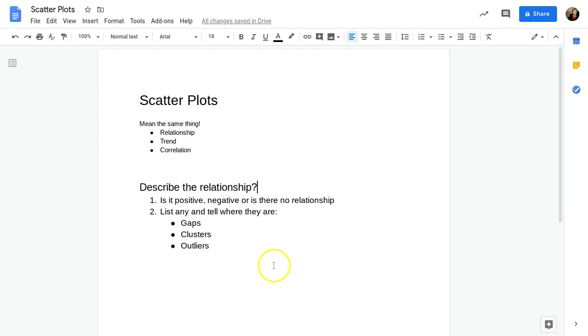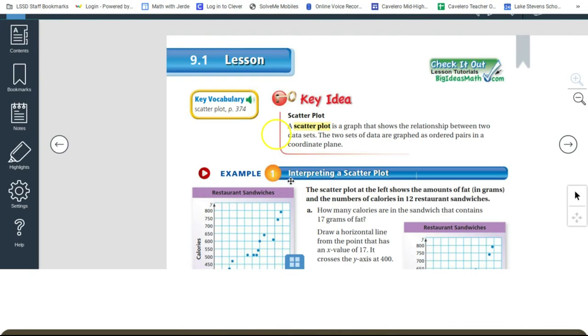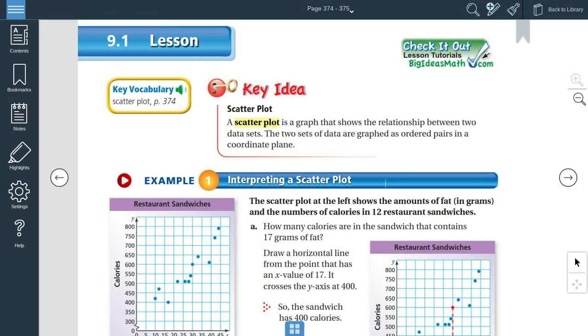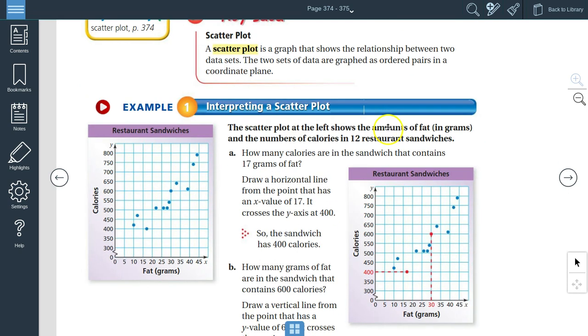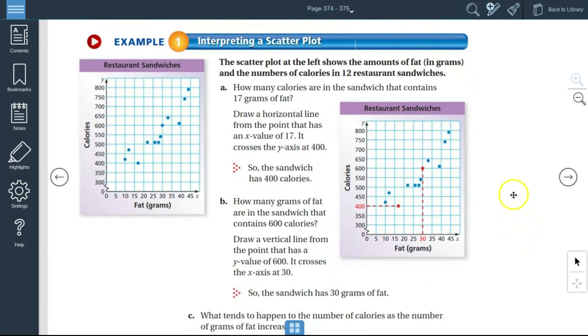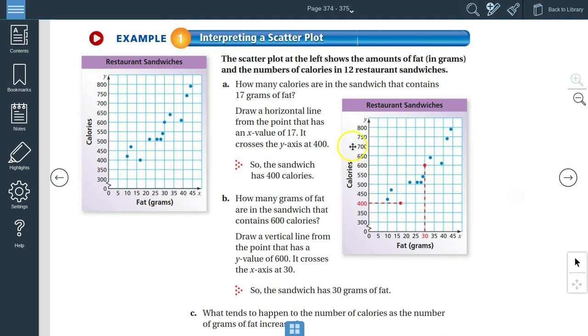Let's take a look at some scatter plots and see what that looks like. Remember, relationship, trend, and correlation all really mean the same thing when we're talking about scatter plots. So I'm pulling up the first section in 9.1. It's got the definition of a scatter plot right here. It's just relating two different pieces of data and displaying them on a graph for you. It's writing one of them on the x-axis and one of them on the y-axis, creating coordinates and making points all over the place.